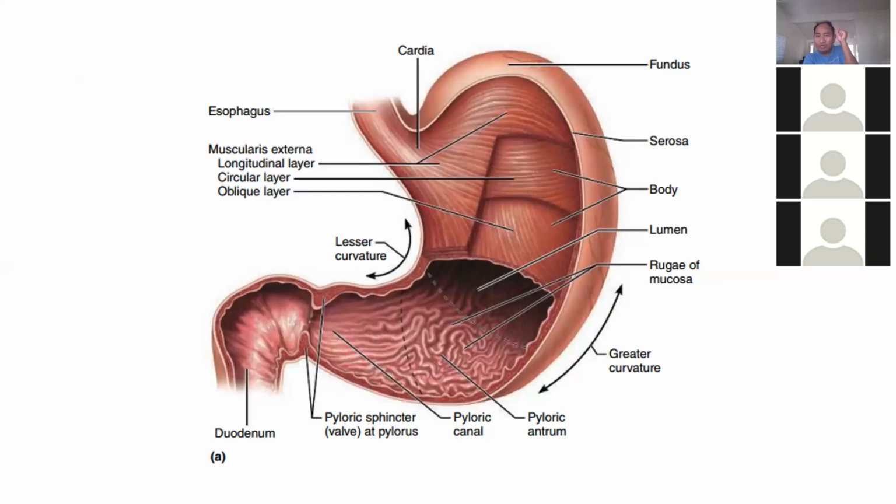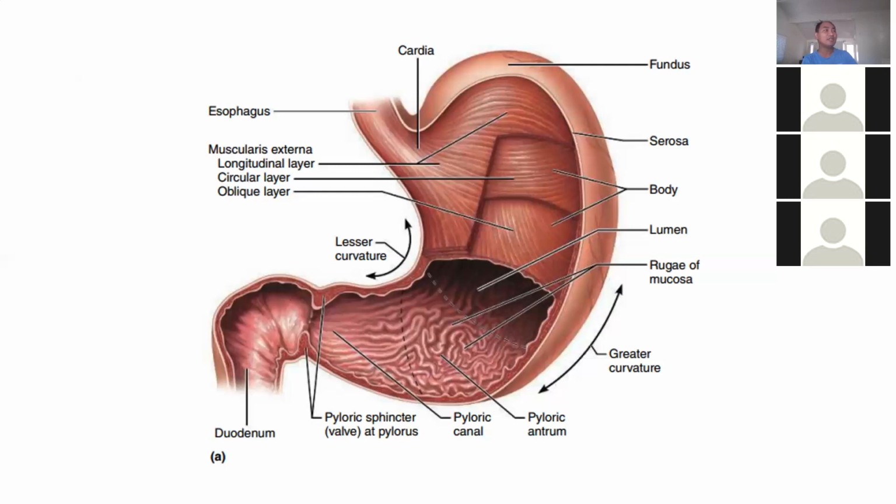So when we do an operation around the cardiac orifice, there is not much we can see. It is just like a little bit of thickened mass around that area. But the way it works, it squeezes tight so that the food we eat in our stomach cannot go back into the esophagus. Otherwise, it would be a disaster, isn't it? We could not lie down after eating.